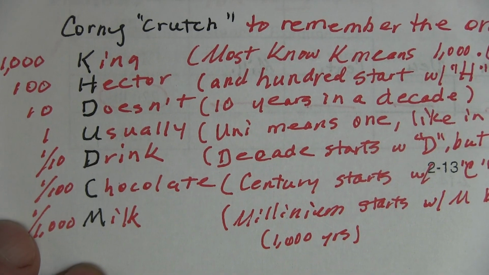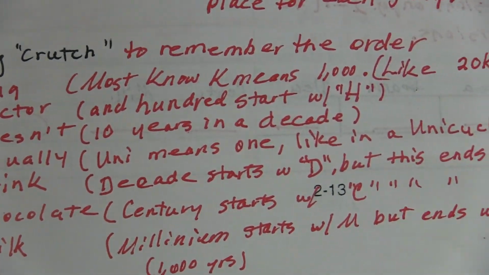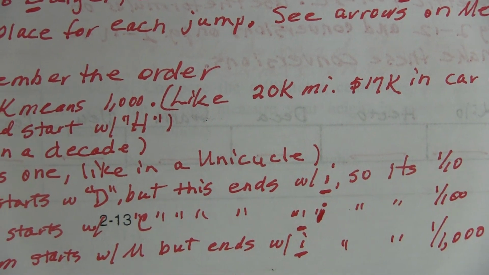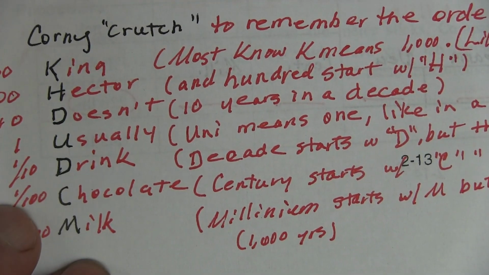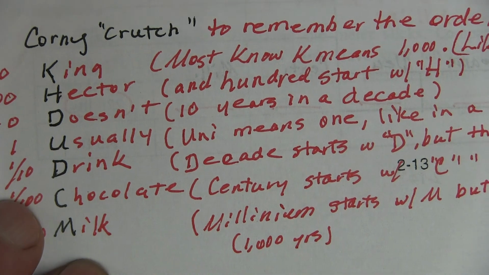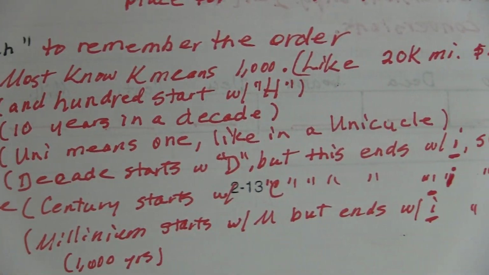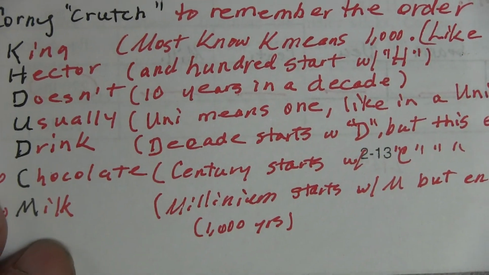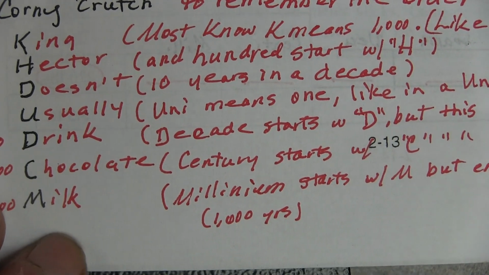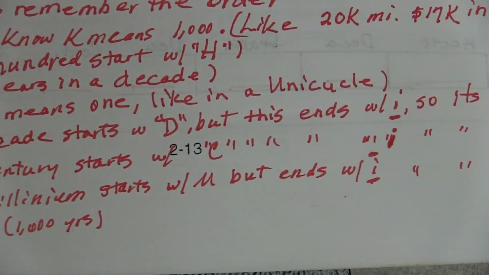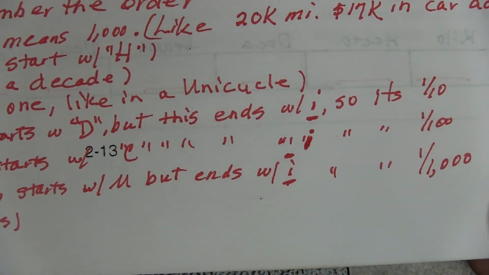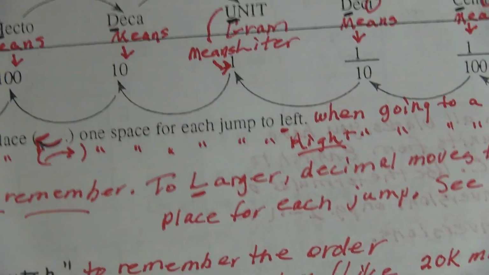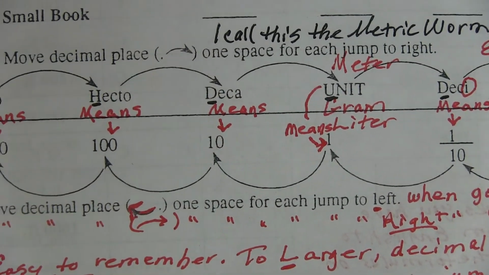So look, decade does start with a D, but this ends with the I, so it's a tenth. There's 100 years in a century, C, but it starts with a C, but it ends with the I, so it's 100th. And a millennium is 1,000 years, so it starts with the M, but it ends with the I, so it's 1,000th. So if you get those down, the metric system is so easy.